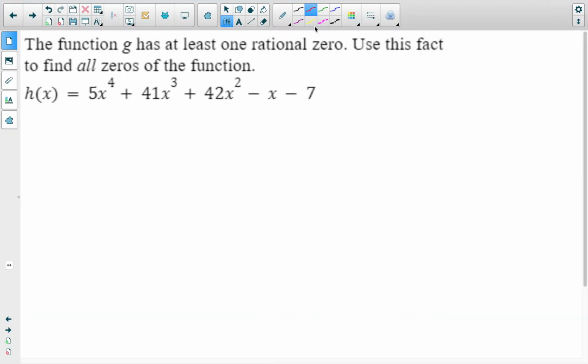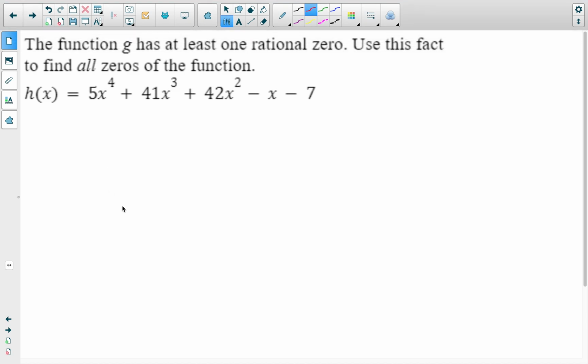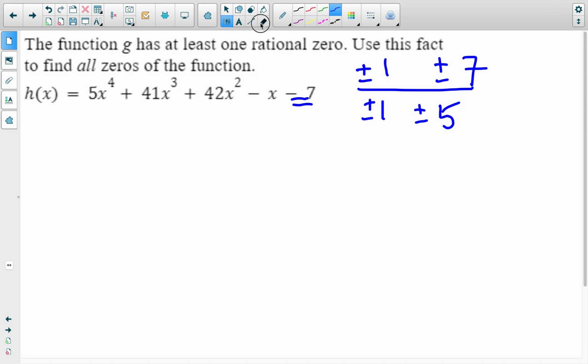All right, let's see what happens when we're trying to find all the zeros of a function with degree 4. Okay, it's going to be the same process. We're just going to have to do synthetic division twice instead of once. Okay, so let's list out all of our possible rational zeros. Remember, it's going to be plus or minus the factors of our constant divided by the positive and negative factors of our leading coefficient. Okay, so factors of 5 are 1 and 5.